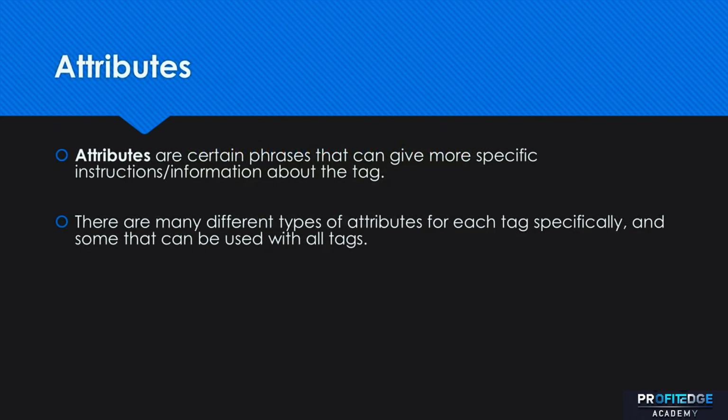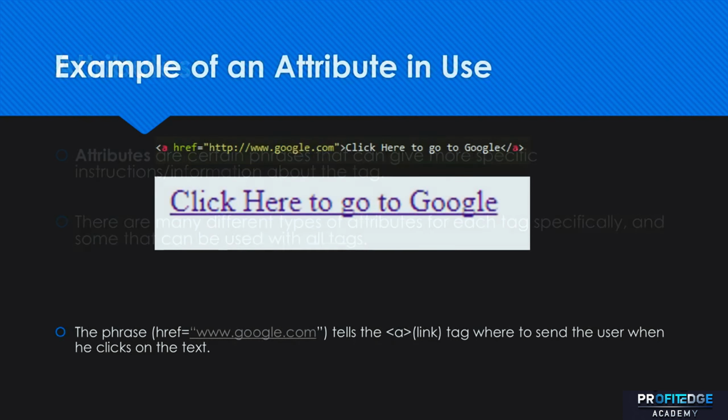So let's move on to attributes. You saw this example in the input section. You saw that there's a little string of text inside the tag. What attributes do is, they're certain phrases that can give the tag more meaning or instruction. There are hundreds of attributes that you can use specifically for each tag, or you can use them in general. So here's an example of an attribute.